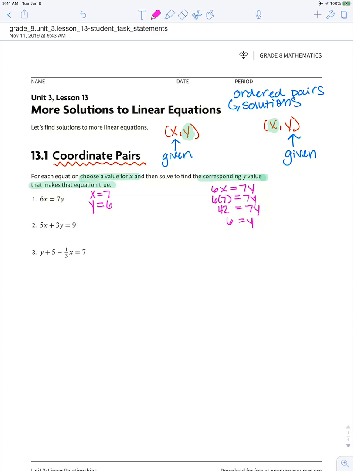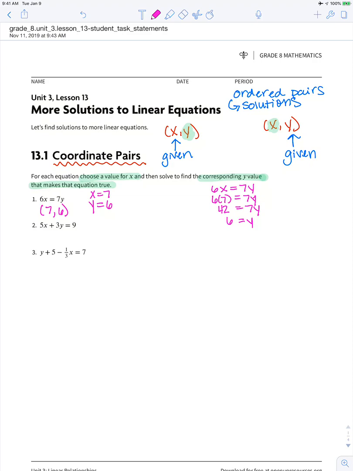So a solution to this equation, it's not the only one, because again, you might have come up with something different, would be 7, 6.